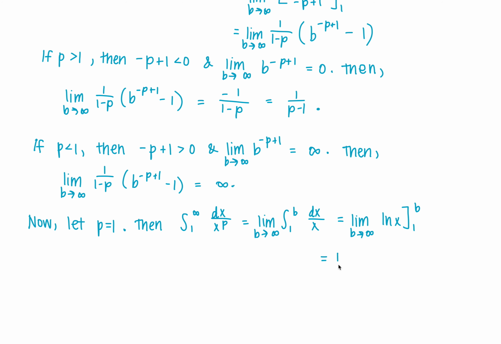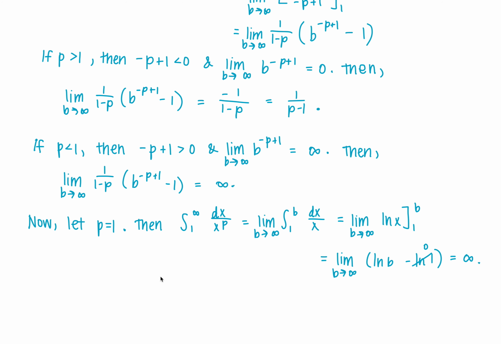So we end up with the limit as b approaches infinity of the natural log of b minus the natural log of 1. The natural log of 1 just goes to 0. So we're just looking at the limit as b approaches infinity of the natural log of b. Well, as b approaches infinity, that's also going to go to infinity. So this one will also diverge.